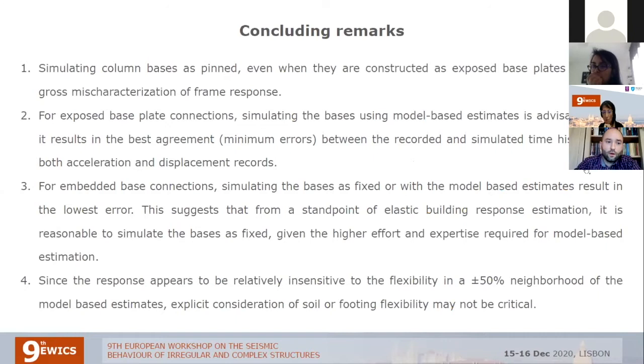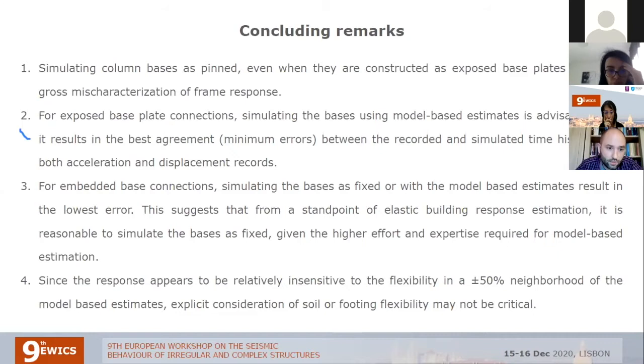Okay, so concluding remarks. Number one, which is pretty obvious: simulating column bases as pinned, even when they are constructed as exposed base plates, results in gross mischaracterization of frame response. Number two, for exposed base plate connections, simulating the bases using model-based estimates is advisable since it results in the best agreement between the recorded and simulated time histories for both acceleration and displacement records.